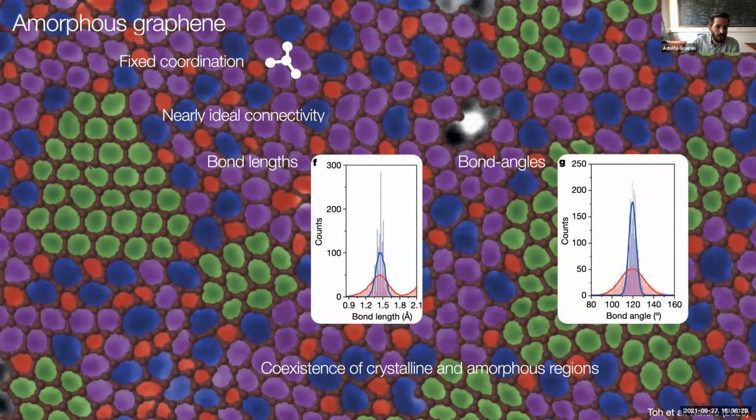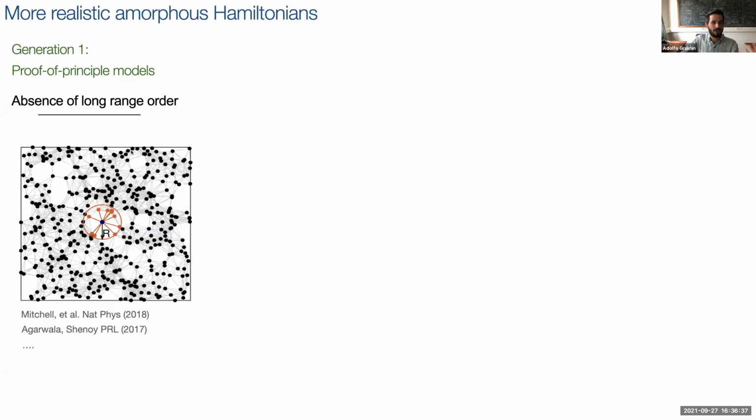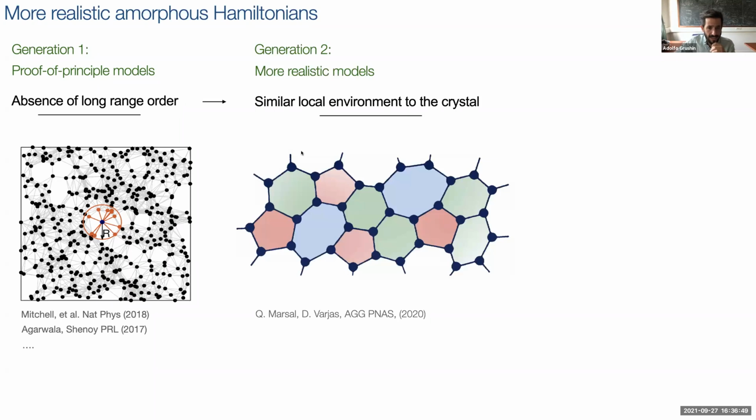And you can see also that there are crystalline regions coexisting with amorphous regions, and this is also seen in experiment. So the first generation of models, let's say, was to show that amorphous topologies can actually exist, but now we have to do a bit better to go to real materials. Generation 2 of models would have to take into account that in amorphous solids, you have actually a similar environment to the crystal, meaning that you have still 3-fold coordination number. It's just that now you can have hexagons or pentagons or whatever. So the connectivity is different, but the environment is similar.